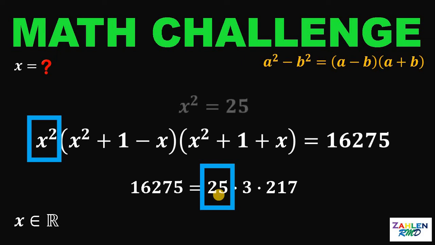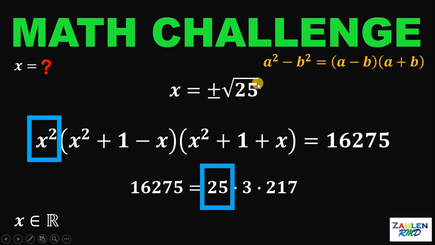Therefore, we can say that x squared is equal to 25. Now, to get the value of x, take the square root on both sides. So x equals positive or negative square root of 25. Thus, this will give us the value of positive or negative 5. Now, we can say that x must be positive or negative 5.